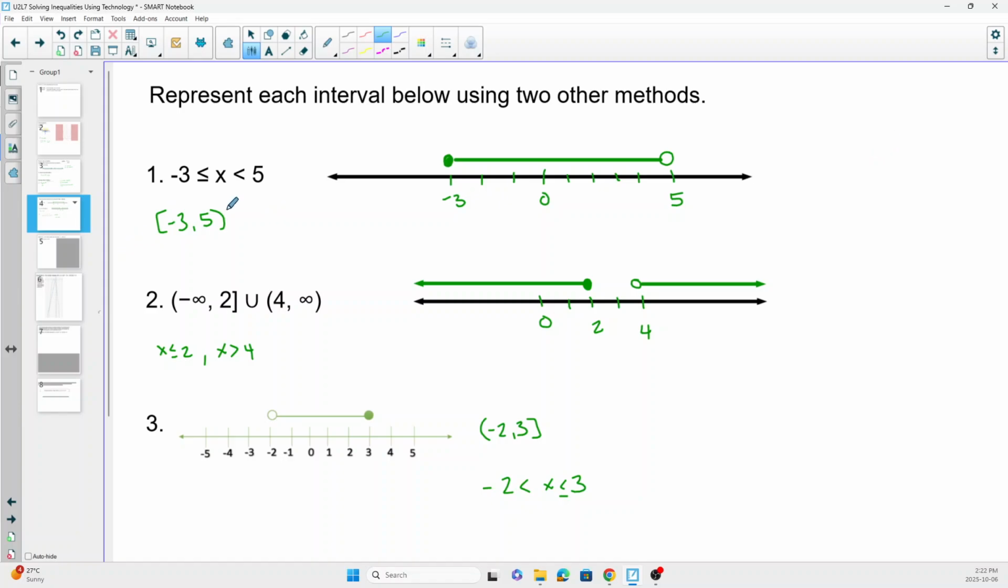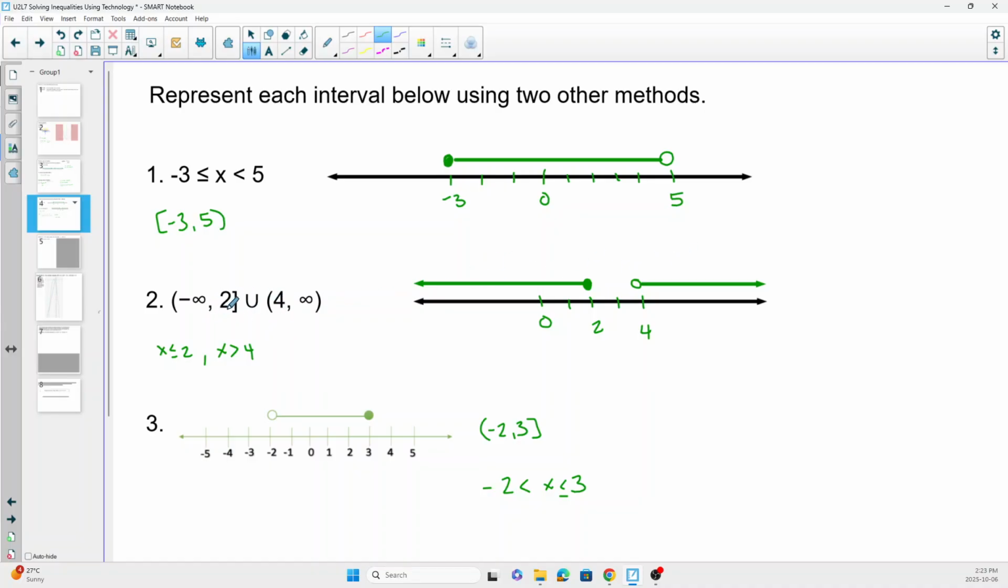So this interval reads when x is greater than or equal to -3, so greater than meaning moving this way, or equal to -3, but when x is less than 5, but not inclusive of 5. So this is what that interval would look like on a number line. We're talking greater than or equal to -3, less than but not equal to 5. So this is an interval between 2 points, and using our interval notation, we just represent it as from -3 to 5, inclusive of -3, and not inclusive of 5.